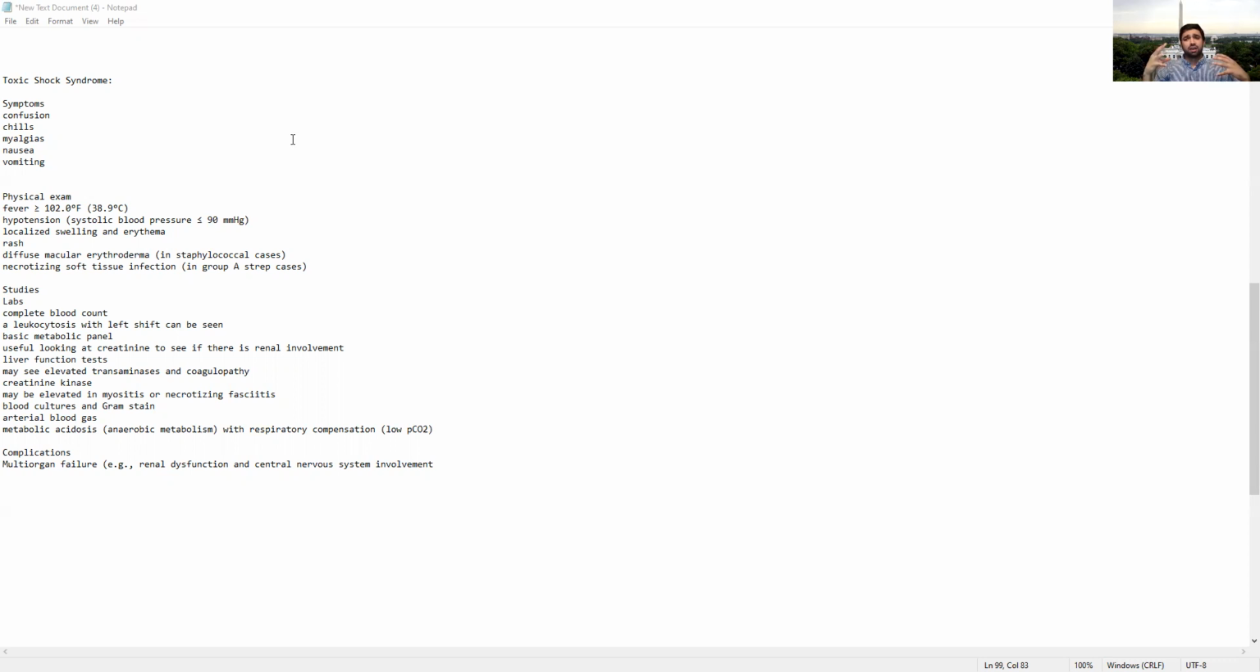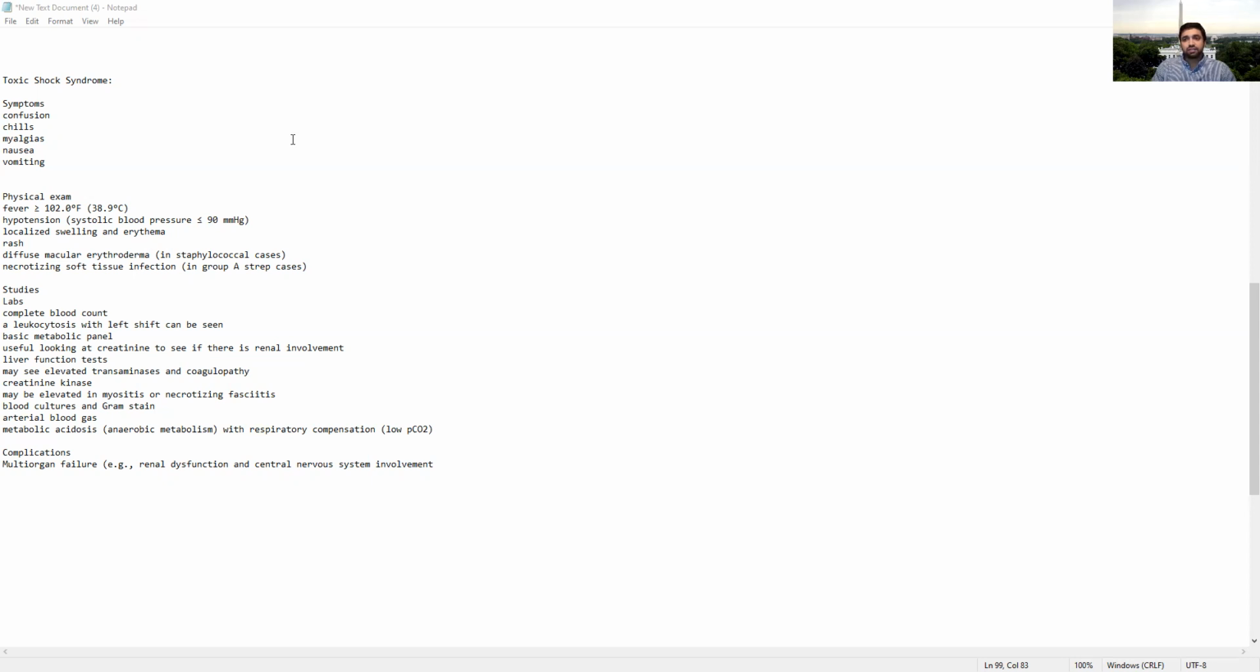and vomiting. Physical exam will obviously show fever, usually above 102 degrees, and it's pretty high fever, hypotension, because it's an infection with either staph or strep that has caused the syndrome due to the various different toxins that the infection has created, a toxin-based immunological reaction.